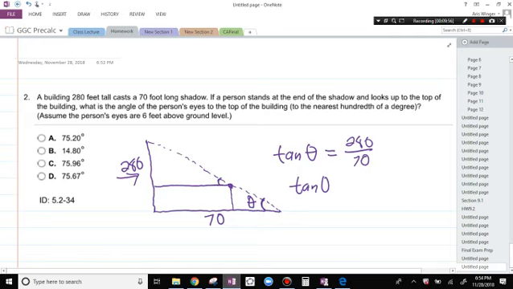Tangent of theta equals 4, so theta is inverse tangent of 4. This might need to be in degrees. So the exam will be this easy. What do we get? Inverse tangent of 4 in degrees? 75.96.